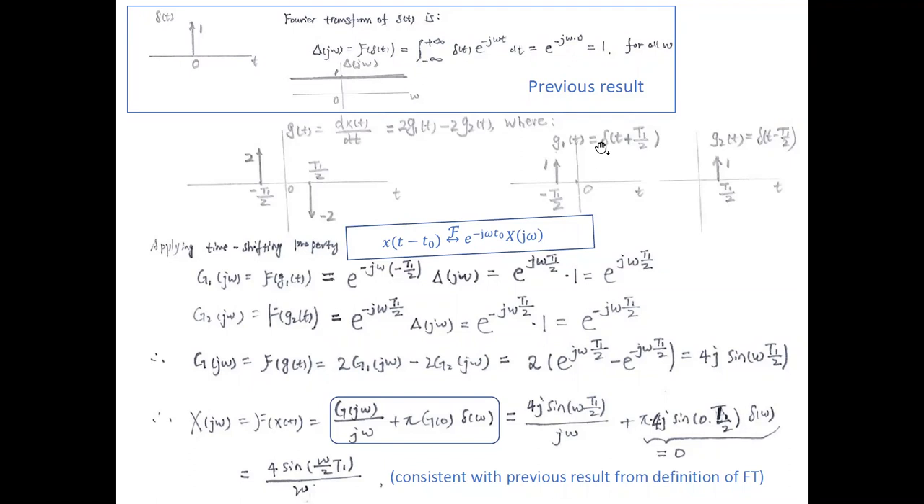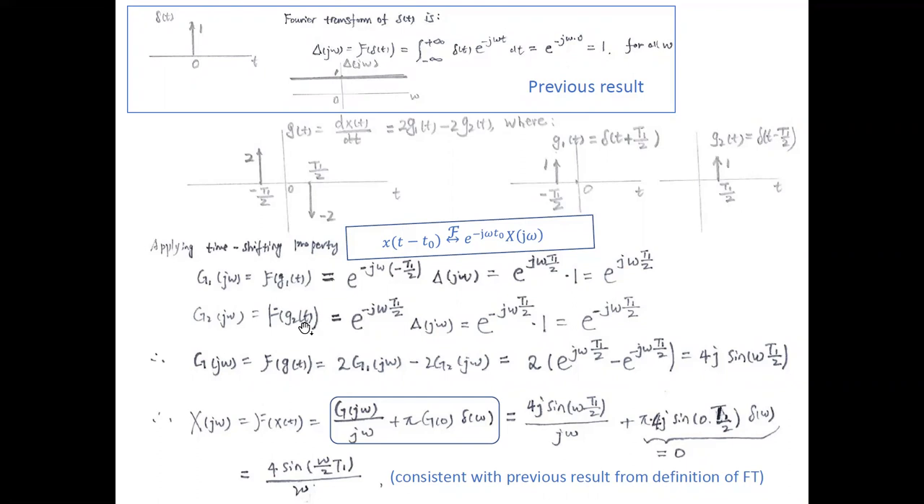The g1 of t is just the delta of t shifted to the left by t1 divided by 2. So applying this time shift property, x of t minus t0 is the format of this property, but we have here delta t plus t1 divided by 2. So in this case for g1, t0 equals minus t1 divided by 2. So we replace t0 with minus t1 divided by 2. Two negative signs, so we can cancel them. The result is exponential plus j omega t1 divided by 2 times capital delta. What is capital delta? We know that it is 1 from the previous result. This is the Fourier transform for g1.